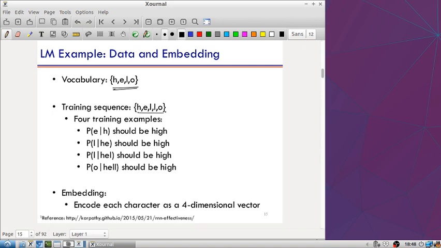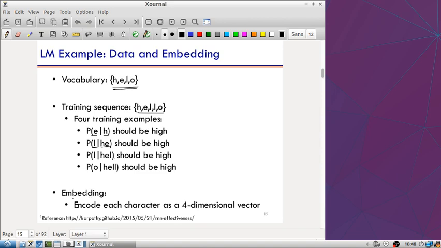And since it's a language model, it's actually unsupervised. There's no label, but from our data we are creating what the label is. So given HE, we should say L, right? Roughly. So we have four training examples. Given H, I need to say E, right? And given HE, I should say L, and so on. Okay.